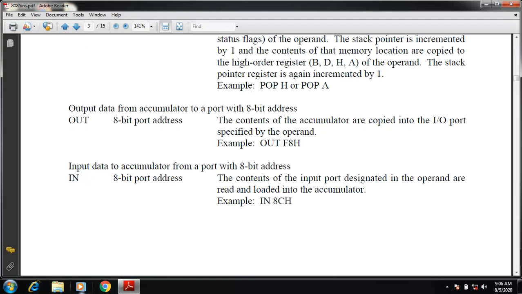Okay, next, OUT. OUT means output data from accumulator to a port with 8-bit address. The content of the accumulator is copied into the input output port specified by the operand. So for example, OUT is the instruction and F8H is the port address. The content of the accumulator is copied into the input output port specified by the operand. Directly the content of the accumulator will be copied to the input output port. That is the meaning of the OUT instruction.